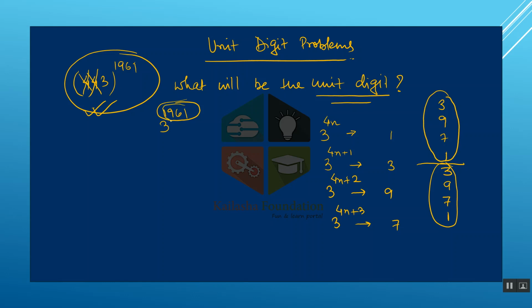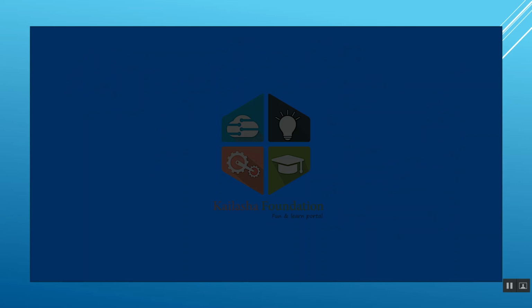It is a multiple of 4, 1960, plus 1. So 3 raised to the 4n plus 1, that means the unit digit will be 3. This cyclicity works in most of the problems, but let me show you a few decent problems.